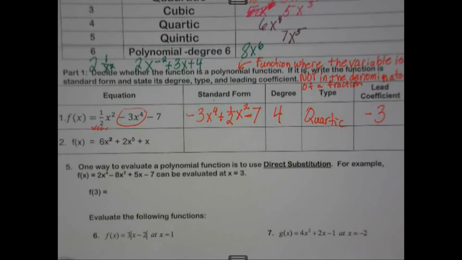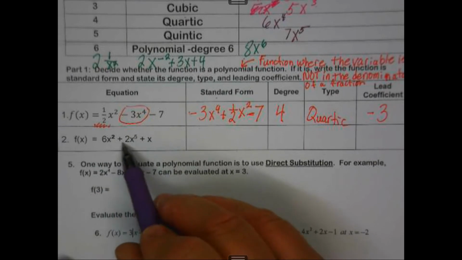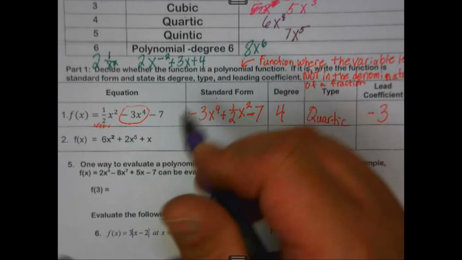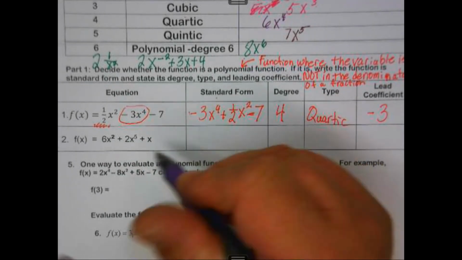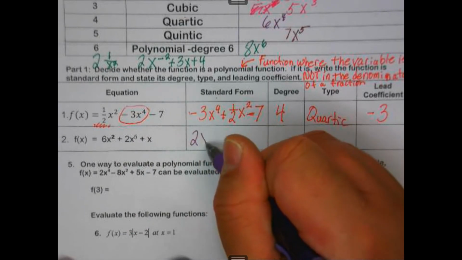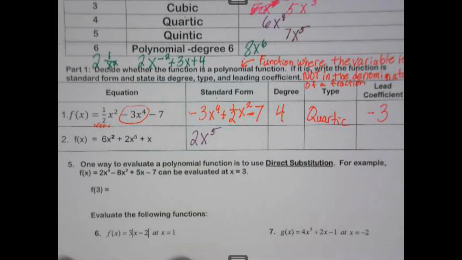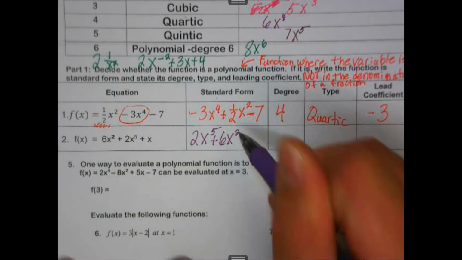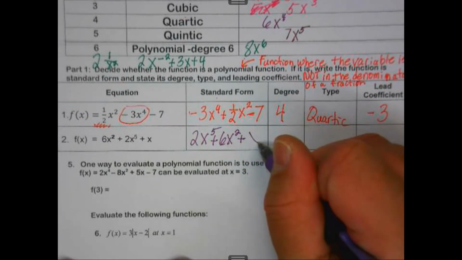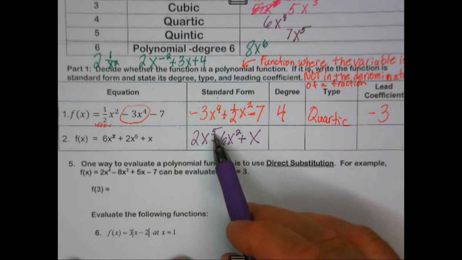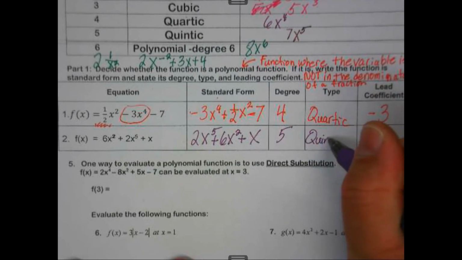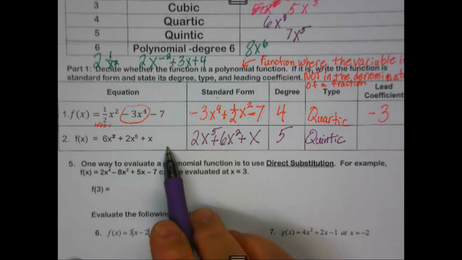Okay, number 2. I don't have any x's here in the denominator fraction or a negative exponent. So it is a polynomial function. The highest degree is the 2x to the 5th. The next one's going to be positive 6x squared, and then positive x. See, that highest degree is 5. 5 is a quintic type, and the leading coefficient is 2.